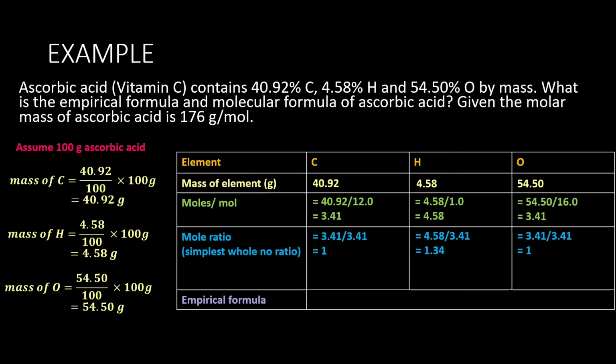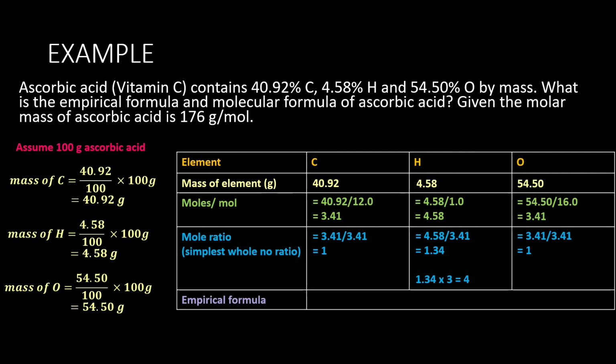So in step number 5, we want to get the simplest whole number ratio. But here we get 1 for carbon, 1.34 for hydrogen, and 1 for oxygen. Can you see that 1.34 is not a whole number? So how to make it a whole number? The easiest is to multiply 1.34 by 3. Then we get approximately 4. So we can assume the whole number is 4.